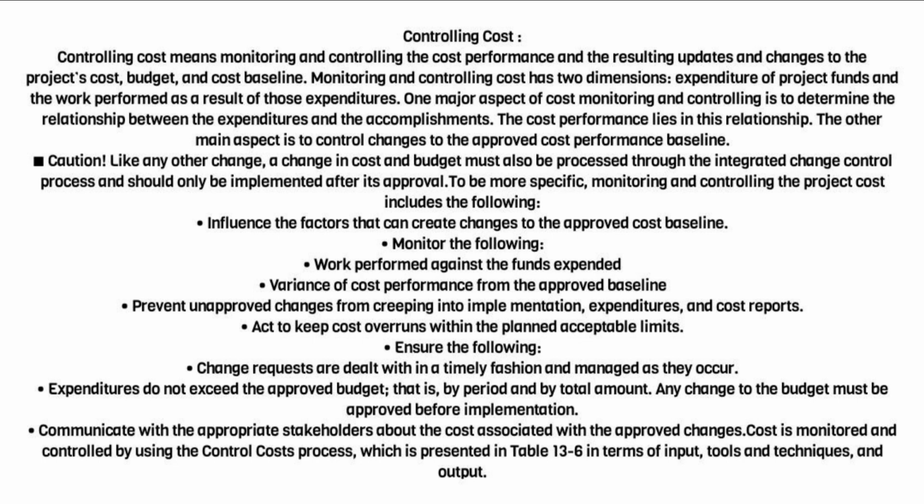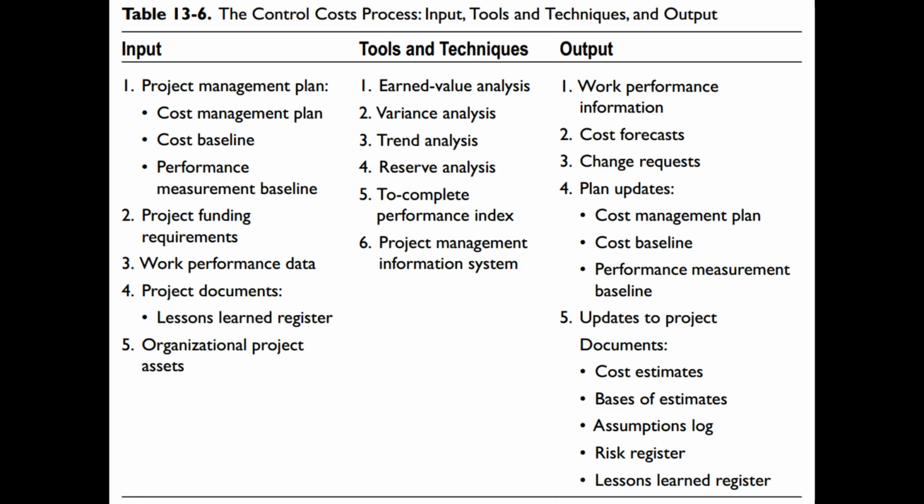Cost is monitored and controlled by using the control costs process, which is presented in Table 13.6 in terms of input, tools and techniques, and output. Table 13.6. The control costs process: input, tools and techniques, and output. Input: 1. Project management plan: cost management plan, cost baseline, performance measurement baseline. 2. Project funding requirements. 3. Work performance data. 4. Project documents: lessons learned register.